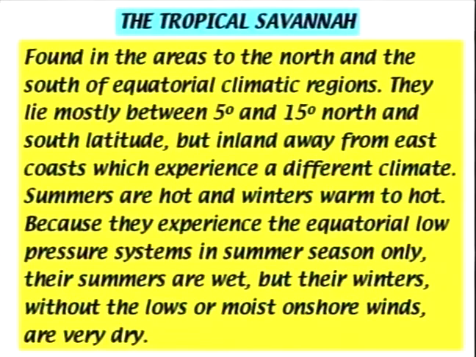And that statement again, I'll repeat, because the tropical savanna areas experience the equatorial low pressure systems in summer only, their summers are wet. Remember, low pressure is always associated with precipitation. And because the tropical savannas experience the low pressure systems in summer seasons only, their summers are wet. When it comes to winters, the winters are without the lows or the moist onshore winds, therefore the winters are dry.